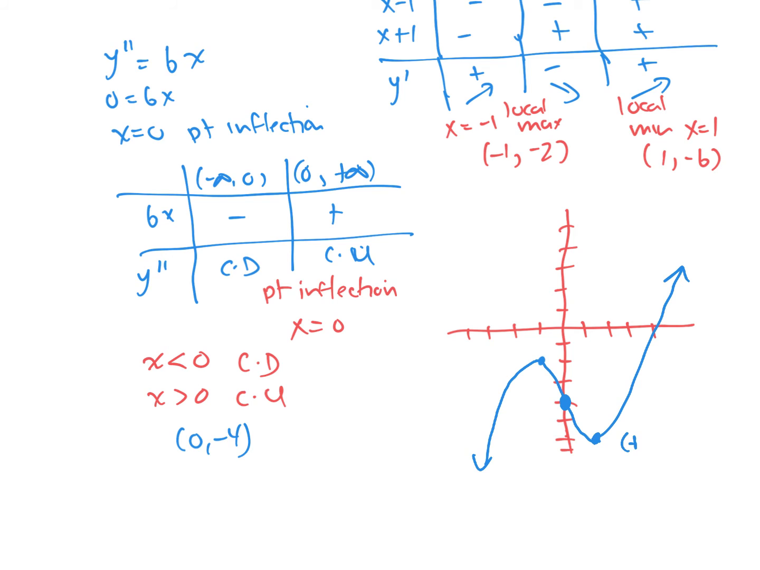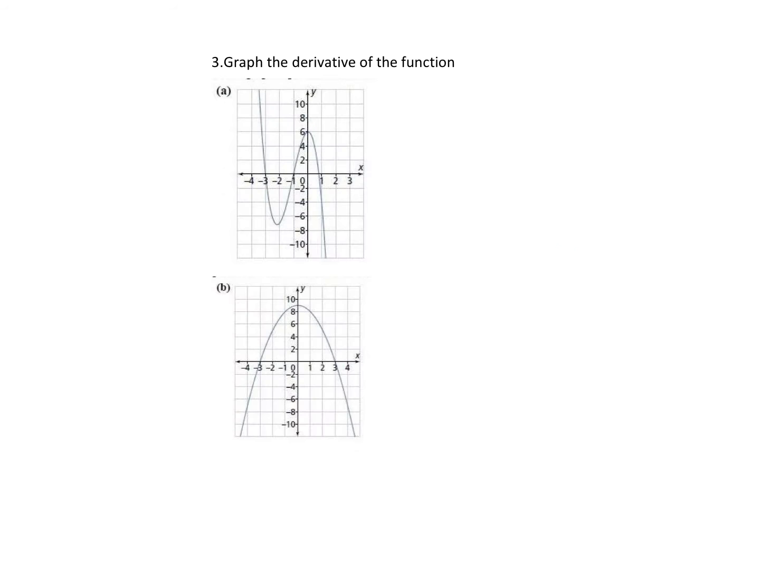I'm just going to label this. So the local min is (1, -6), the local max is (-1, -2), and the point of inflection is (0, -4). So those are just graphing polynomial functions, getting as much information as we can so that we can create an accurate graph.